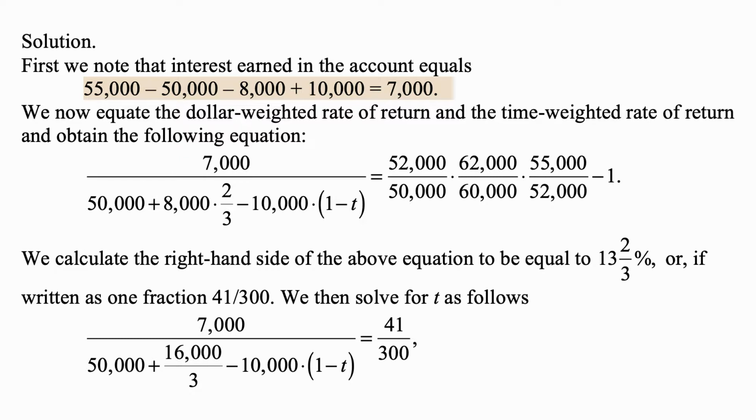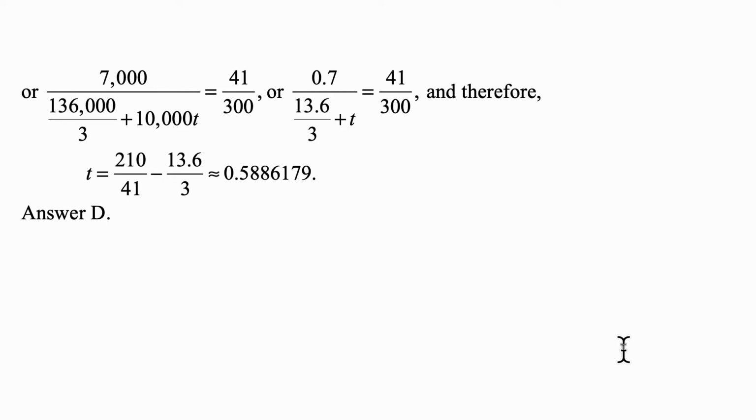Those two are equal. This is an equation in which the only unknown is t, and we need to solve it. We calculate the right-hand side, and that comes out to be equal to 13 2/3%, or written as a fraction, 41 over 300. And so we write it out as 7,000 over 50,000 plus 16,000 over 3 minus 10,000 times 1 minus t, and this whole thing equals 41 over 300. This is an equation with the only unknown being t. We need to solve it for t. And so we solve it.